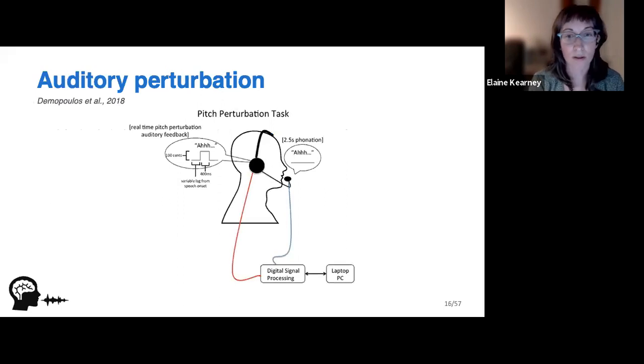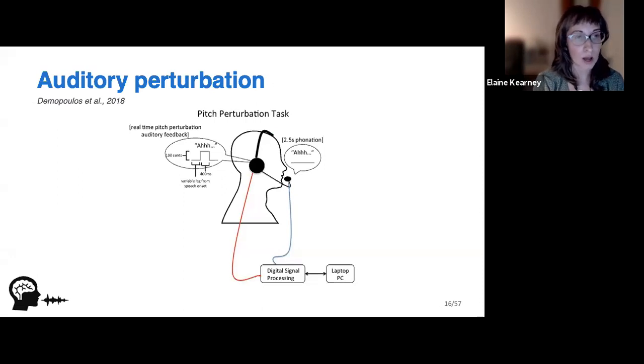This is an example of a pitch perturbation task. Typically, participants are equipped with a microphone and headphones. They produce a sound. That sound is recorded onto a laptop and then is processed in near real time so that the signal is shifted or perturbed in such a way that the person will then hear that perturbed feedback in the headphones. This can be done in maybe 20 to 30 milliseconds, so participants don't notice the delay in the feedback they're hearing. They just think that that's what they're producing.